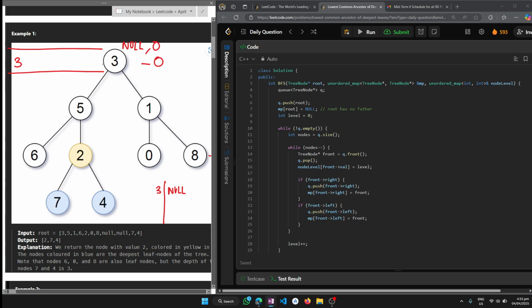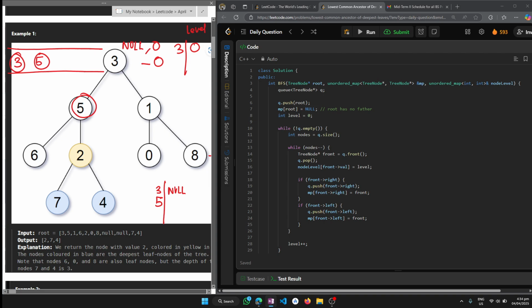What I'm going to do is save this node in front, and I'm going to remove it from the queue. Then I'm going to assign it the correct level. So I'm going to assign it a level of 0, because level equals 0. So I'm going to say that at the place of 3, please assign it a value of 0, because 3 exists at level 0. Okay, all right. Then if front dot right exists, please push it in the queue, and also keep track of who the parent is. Okay, the map of front right, which means that the parent of 5. Who is front dot right? Front dot right is 5.